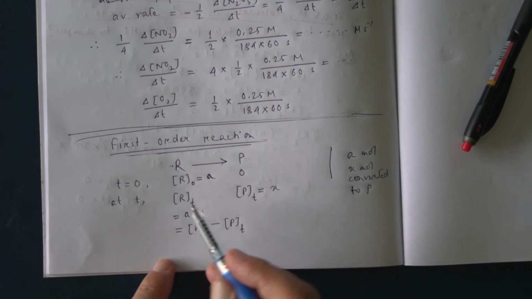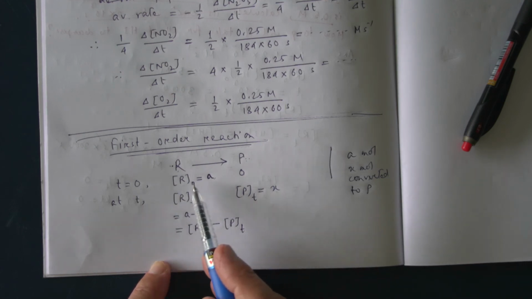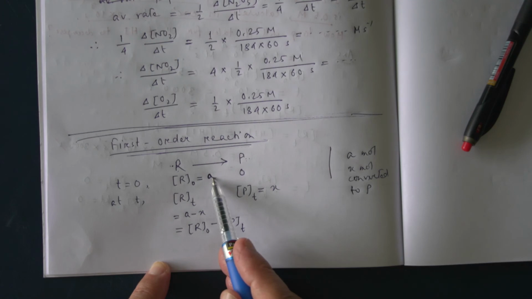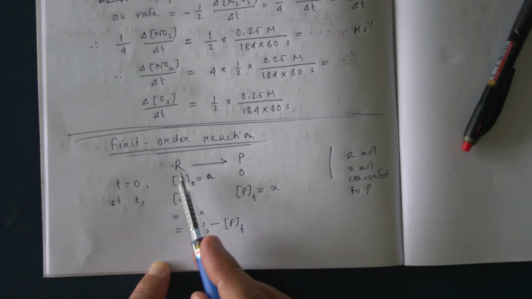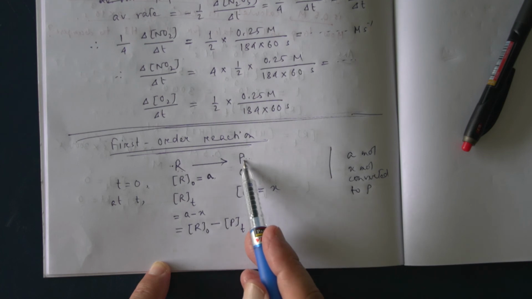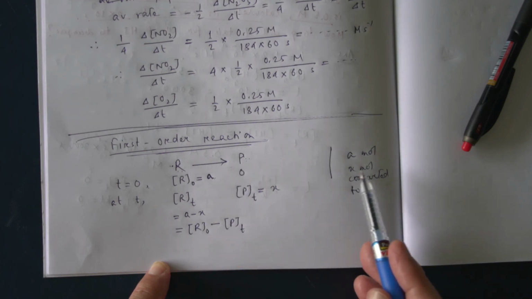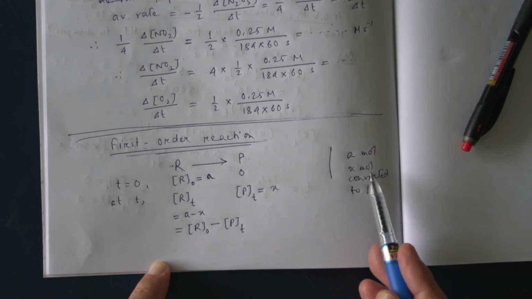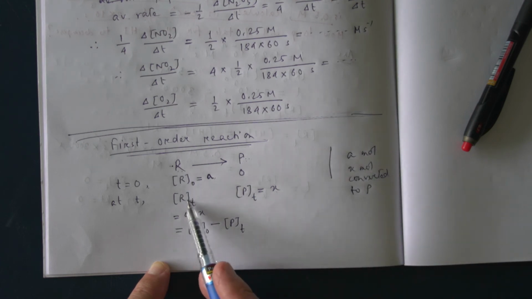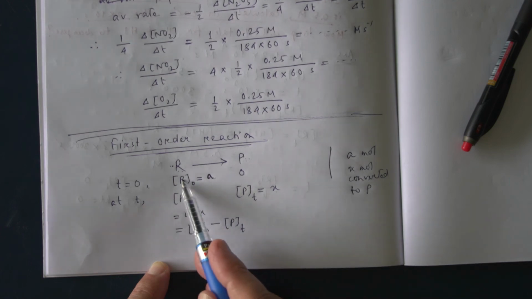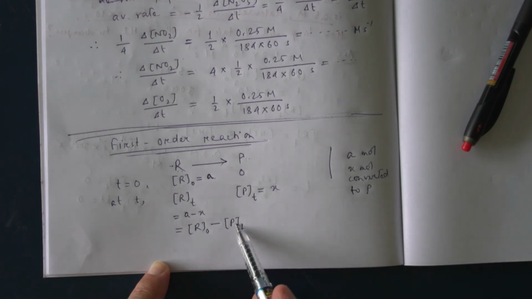Okay, any problem? Any problem? So initially we have A. Okay, and how much of R has been converted to P? x. From A, x has been converted to P. So how much of R remains? Initially A, x converted. So A minus x remains. And what is A? R naught. What is x? P_t. So this.